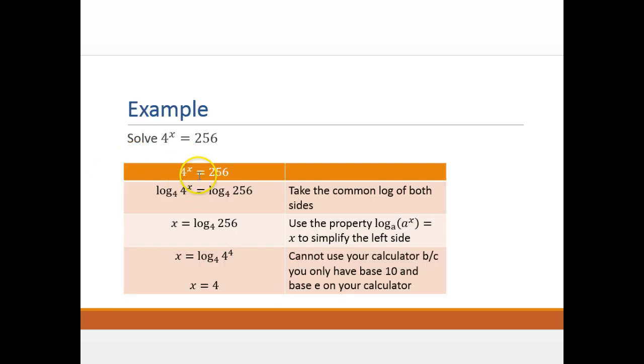Let's see how this works. 4 to the x equals 256. I'm going to hit both sides with log base 4. Log base 4 of 4 to the x, the base is matched, so I'm just left with x. So log base 4 of 256. Now we cannot use our calculator here because we know on our calculator we only have base 10 and base e. So I'm going to rewrite 256 as 4 to the 4th power. Now I know the base here on the log and the base inside match, so I'm simply left with the exponent, which is 4, the same property I used to get the x here.